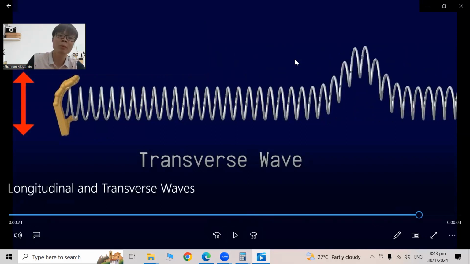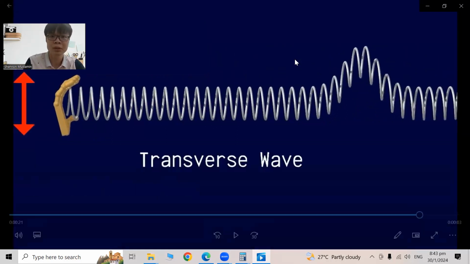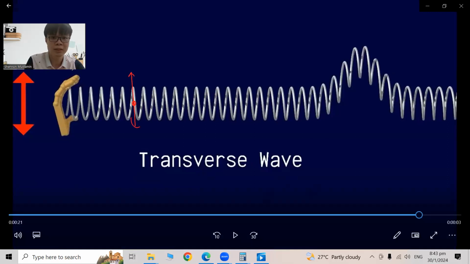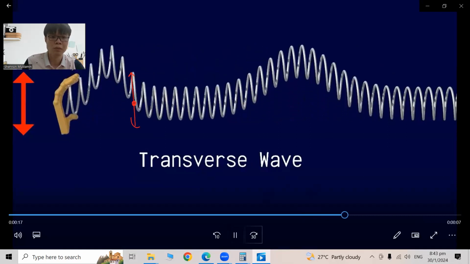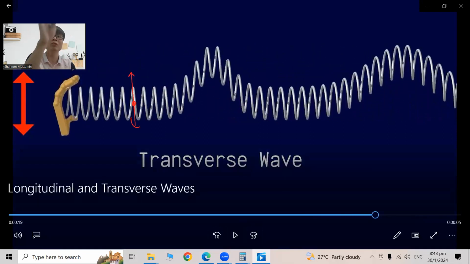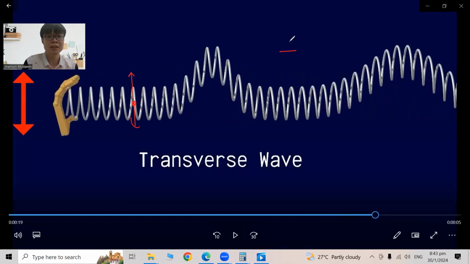Okay. Your wave is moving from left to right, but your particles over here are moving up and down. Hopefully y'all can see. I will play again. The vibration of the particles is perpendicular to the direction in which the wave travels. The wave is moving from left to right, particles moving up and down. Transverse, T, you can think of perpendicular. Transverse: direction of vibration of the particles is perpendicular to the direction of the wave.